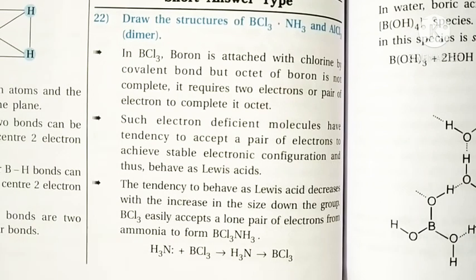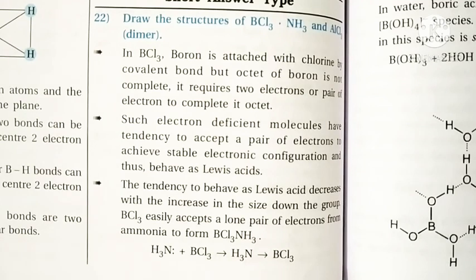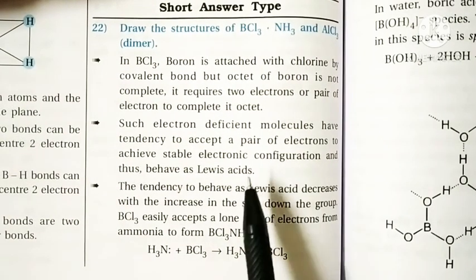Draw the structure of BCl3, ammonia and AlCl3. We know that in BCl3, boron is attached to chlorine by covalent bonds, but the octet of boron is not complete, so it requires 2 electrons, or a pair of electrons, to complete its octet. Such electron deficient molecules have a tendency to accept a pair of electrons to achieve a stable electronic configuration and thus behave as Lewis acids.